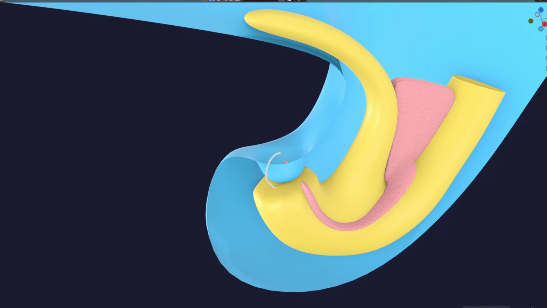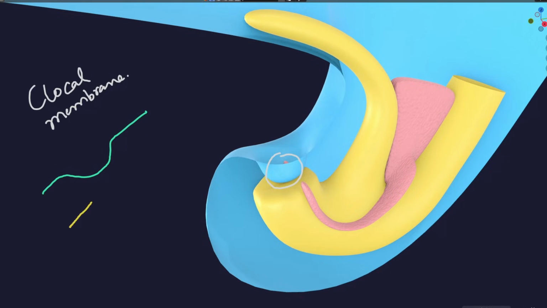Here also note that this structure is the cloacal membrane. So what is the cloacal membrane? It consists of ectoderm and endoderm, with little to no mesoderm between them. Generally, at all places there is some mesoderm between ectoderm and endoderm, but at the site of the cloacal membrane, as well as the oropharyngeal membrane superiorly, there is almost no mesoderm between them.